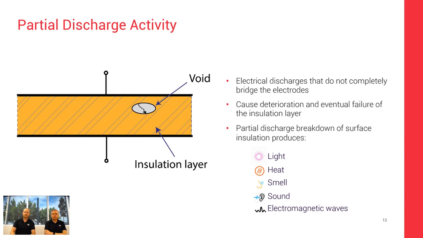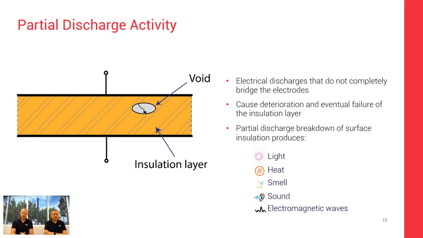If we think about discharge a little bit more, a good way to think about it is to think about physical sparks occurring. Sparks will give off light, because you can see a spark. Sparks will give off heat, because it's effectively a tiny little lightning bolt. It will give off a smell, because it ionizes the air or the gas around it. It will give off a sound, because you can hear a spark. And it will also give off electromagnetic waves. We can't see those electromagnetic waves, but there is instrumentation that detects them.